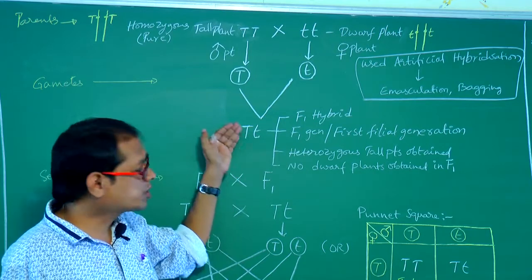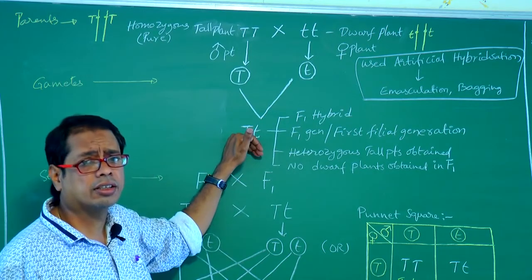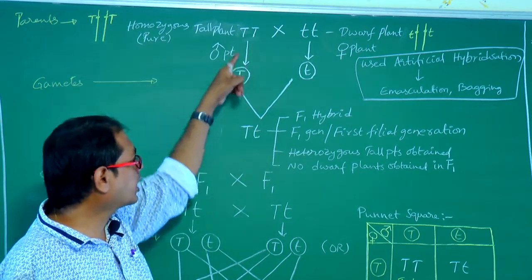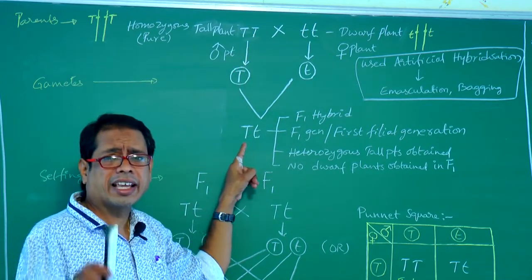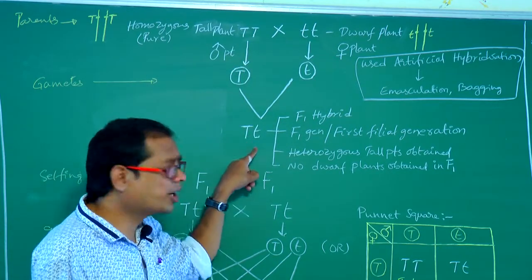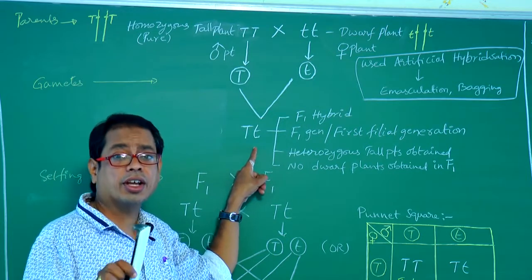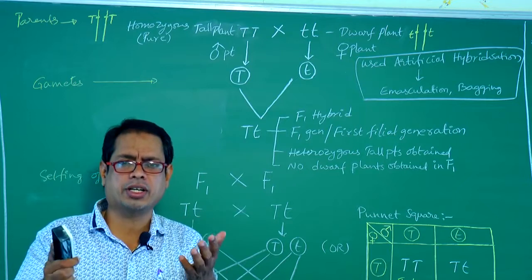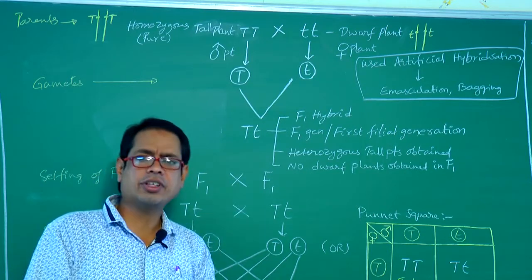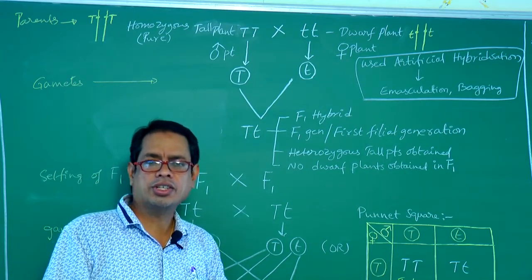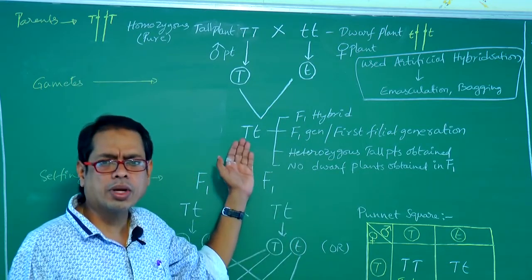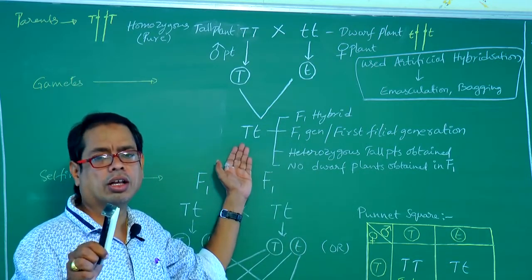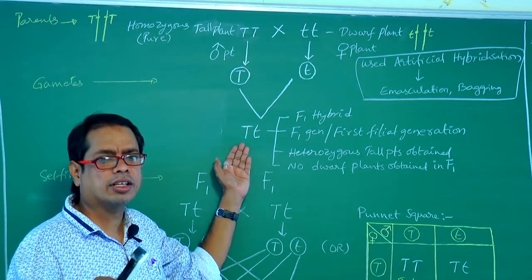So which character is expressed in the F1 generation? The dominant character is expressed. The character that is expressed in the F1 generation is considered the dominant character. The character that is not expressed, that is suppressed in the F1 generation, is called the recessive character. So here the dominant character is tall and the recessive character is dwarf.